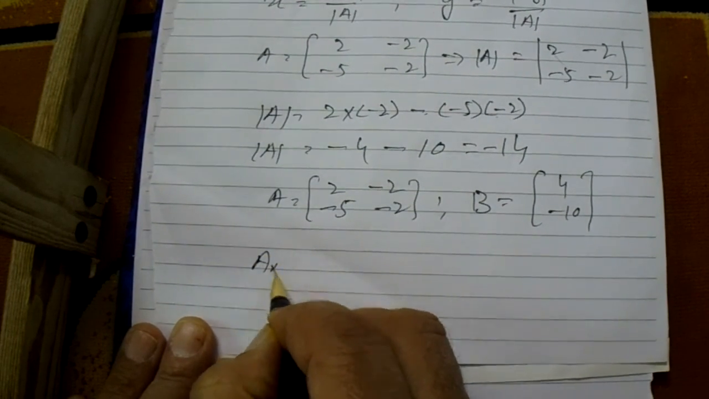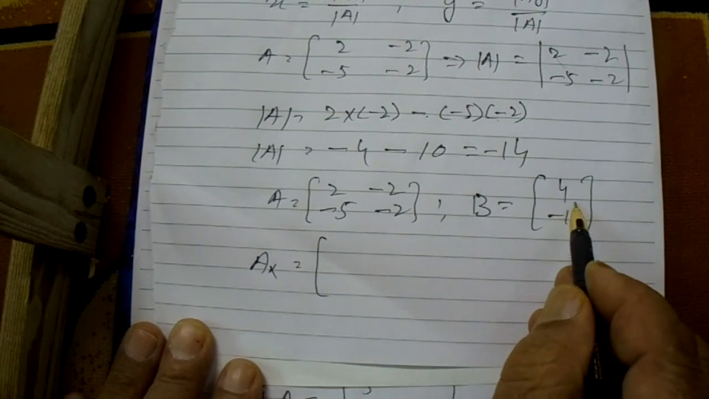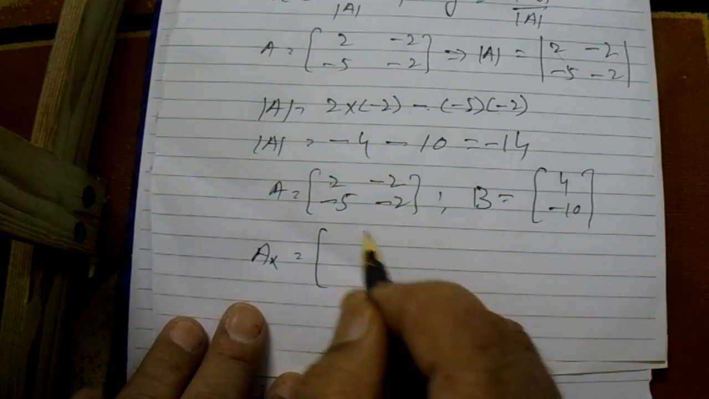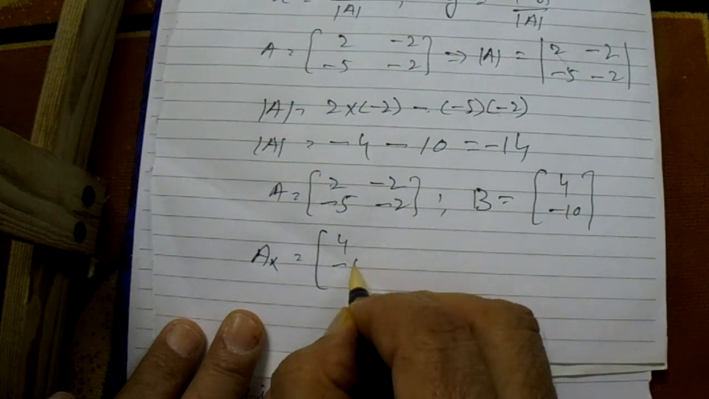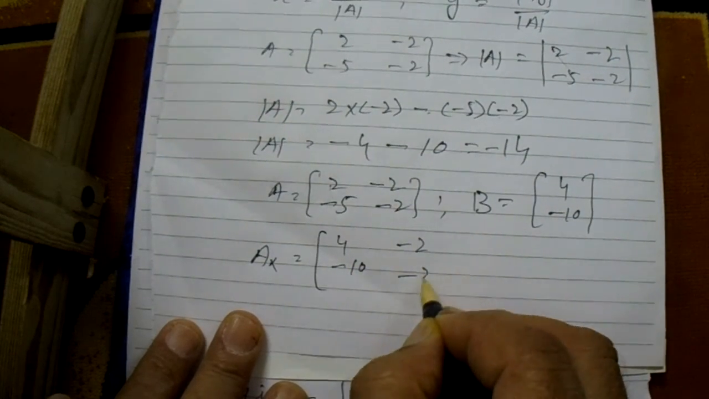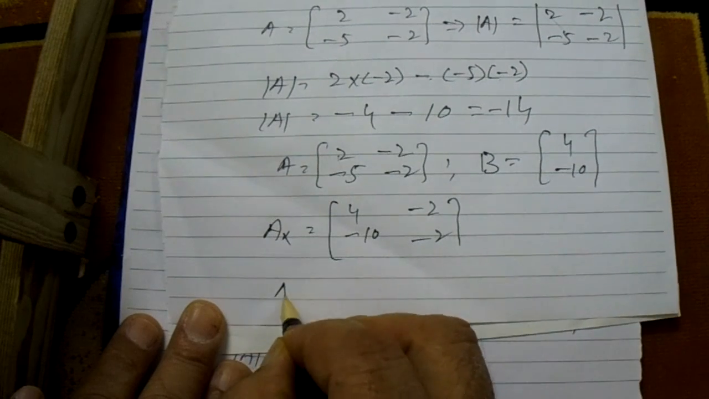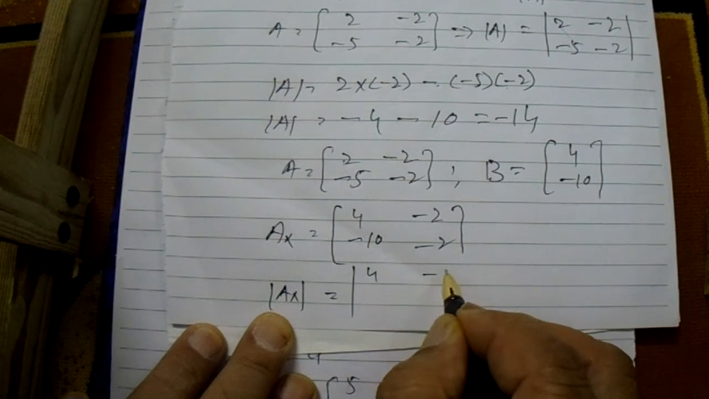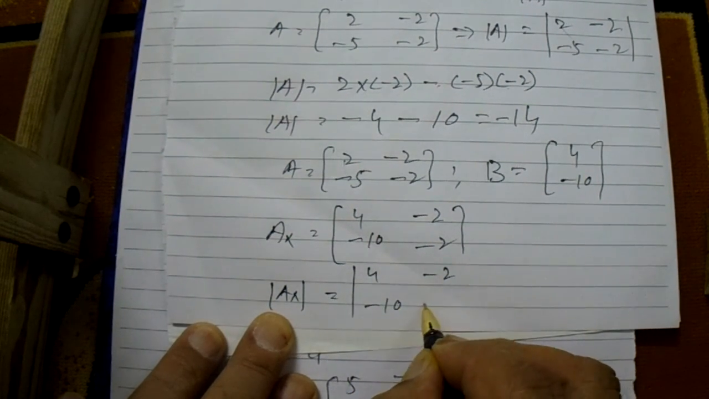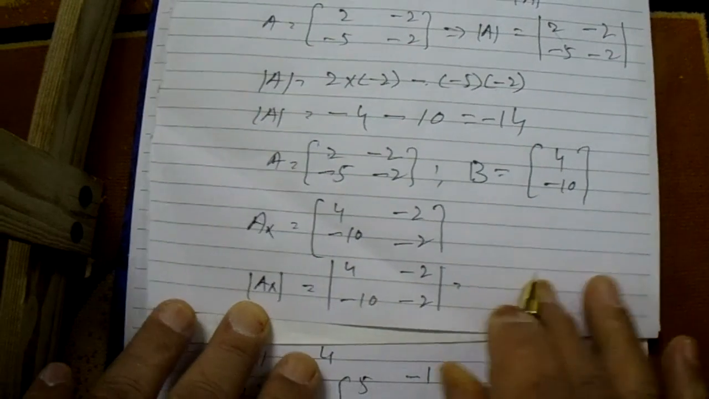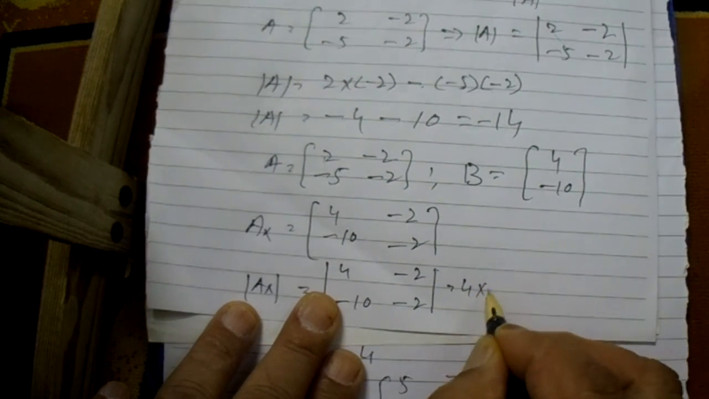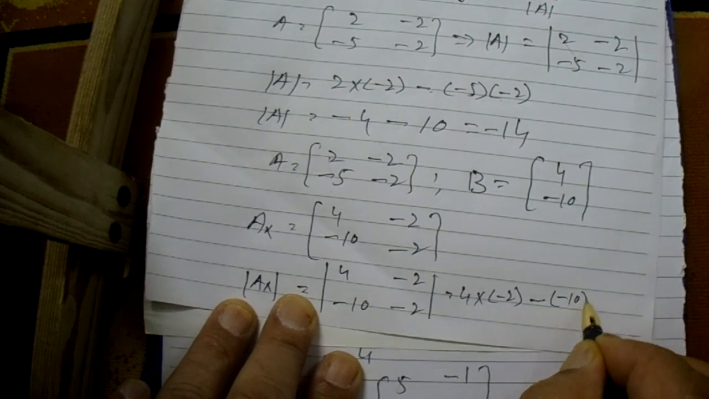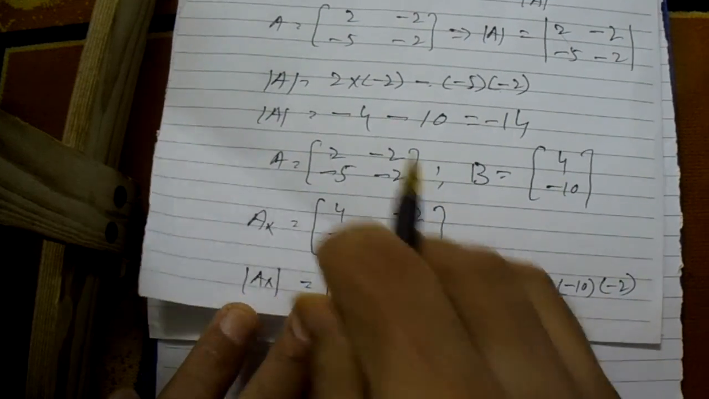Now first we find the AX matrix. AX matrix means we replace this column by this B matrix, and we write here 4 minus 10 and minus 2 minus 2. Now again we write AX. AX is equal to 4 minus 2, minus 10 and minus 2. Again we write this, 4 multiplied by minus 2 and again minus into minus 10 and in minus 2.